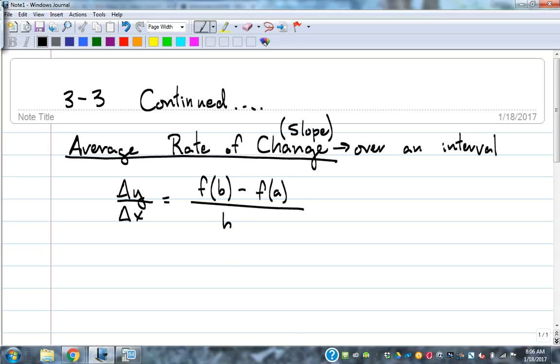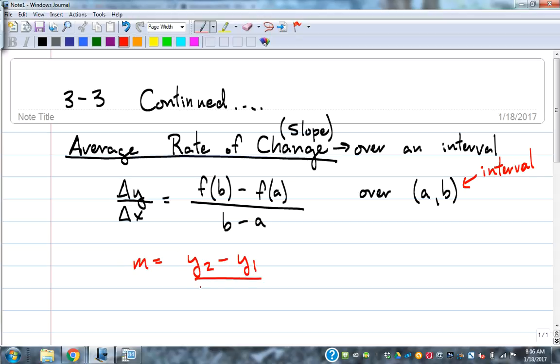The notation can get you here. All right, so AB is your interval. Okay, the triangle is the Greek letter delta. That means change in y over change in x. This is your slope formula.